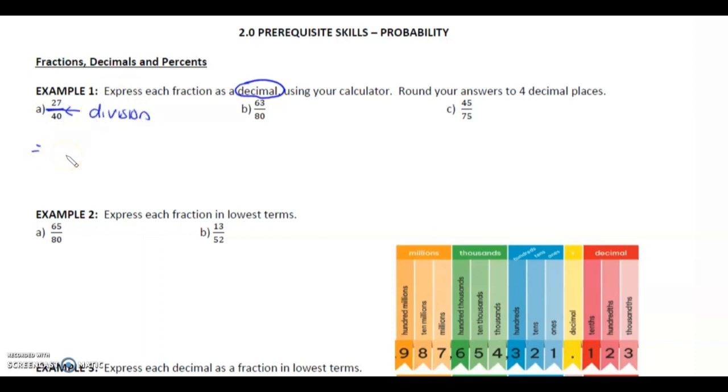So in our calculators, you should be able to do 27, press the division symbol, divided by 40, and then press the equal symbol. And I get 0.675.